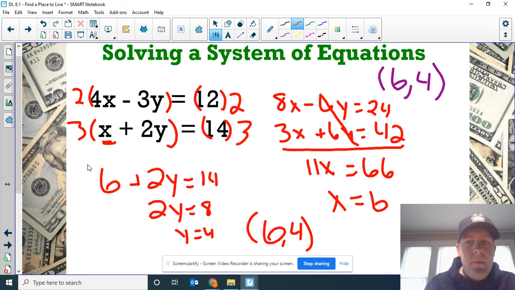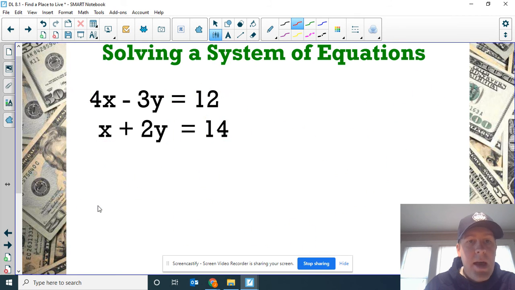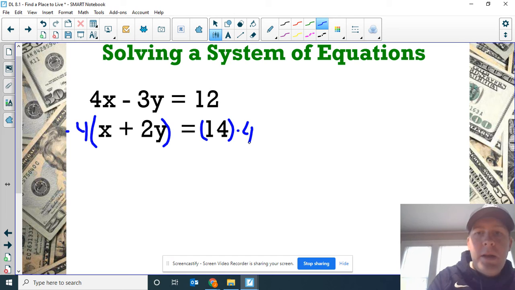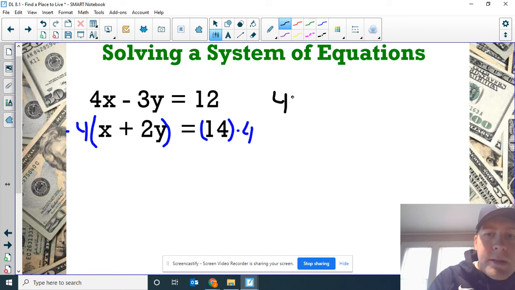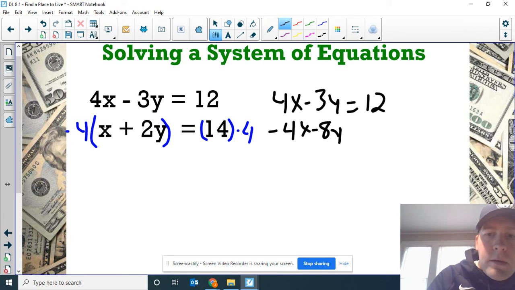All right, so now if you eliminate x's, I'll show you that one now. Let's go ahead and solve this by eliminating my x term. For that, all we have to do is multiply the bottom equation through by negative 4. So my top equation is going to stay the same, 4x minus 3y equals 12. My bottom equation then will become negative 4x minus 8y equals negative 56.